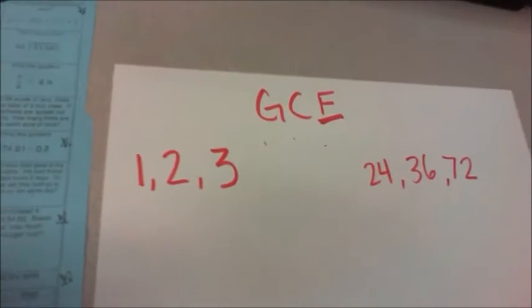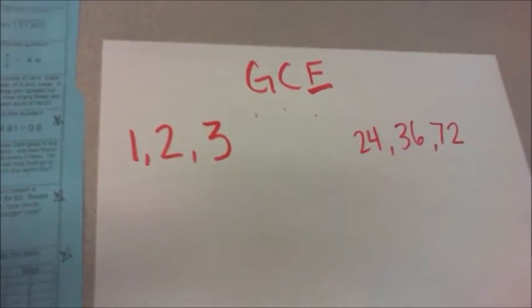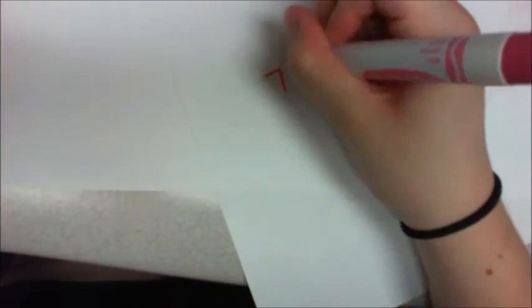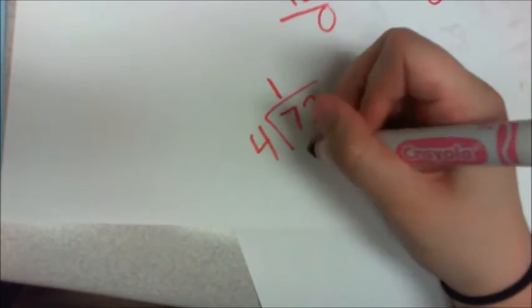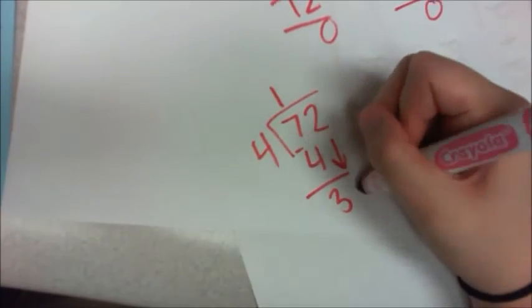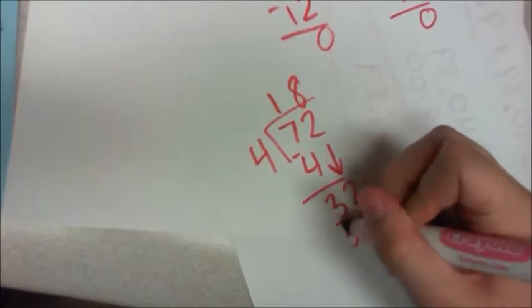Now we need to think about 4. Will 4 go into 72? Well, let's find out. 4 goes into 7 one time. 1 times 4 is 4. 7 minus 4 is 3. Bring down the 2. 4 goes into 32. 8 times 4 is 32. Which means that yes, 4 does go into 72 18 times. So we'll write down 4 and 18.